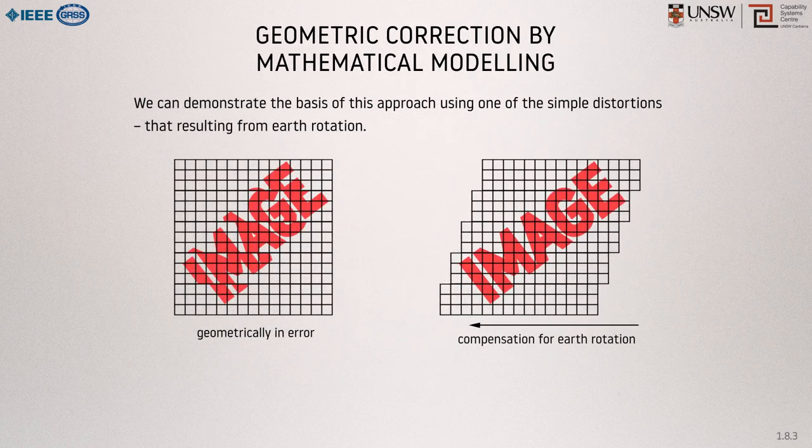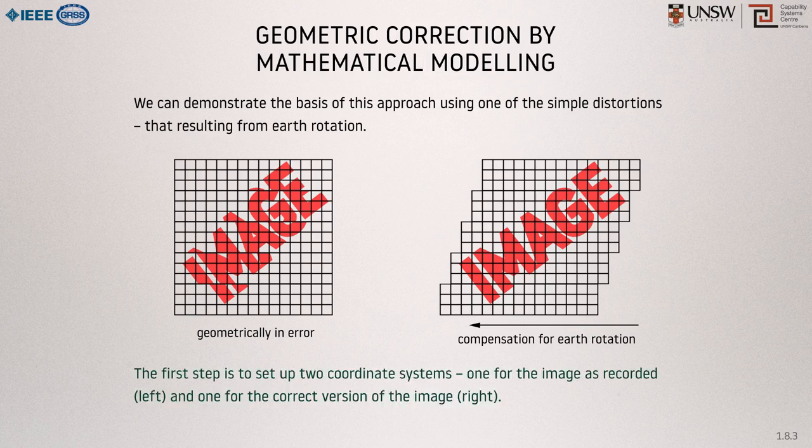We will illustrate the first approach by using the error introduced into an image by the rotation of the Earth during image acquisition. This slide shows the image laid down on a regular rectangular grid, which is known to be incorrect geometrically, and beside it the version which has been compensated for this rotation. To start the process of correction, we need to define 2 coordinate systems, one for the image as recorded and one for the corrected version.